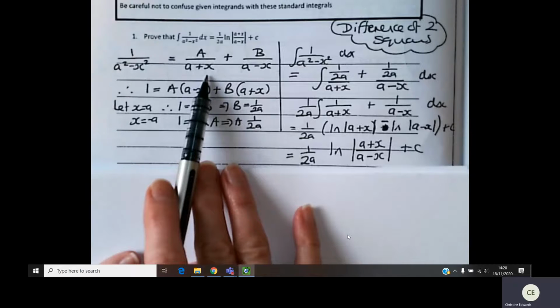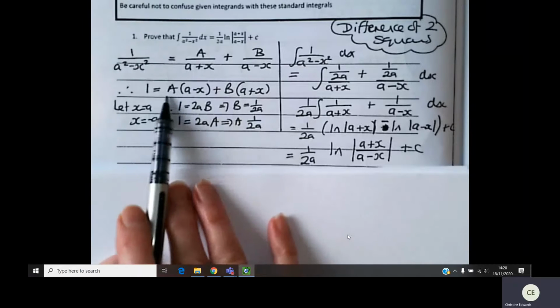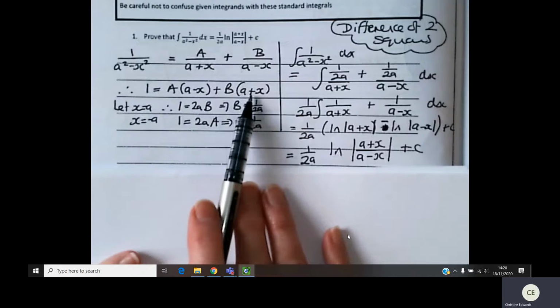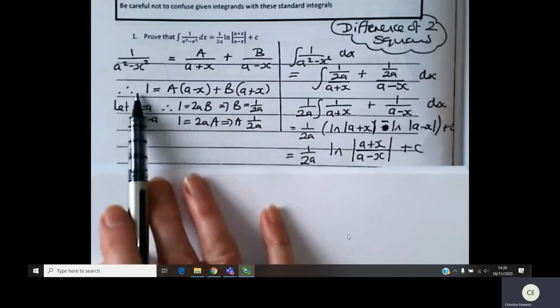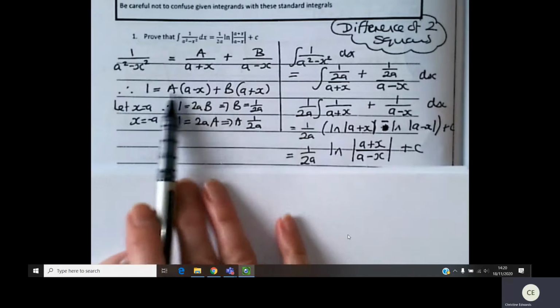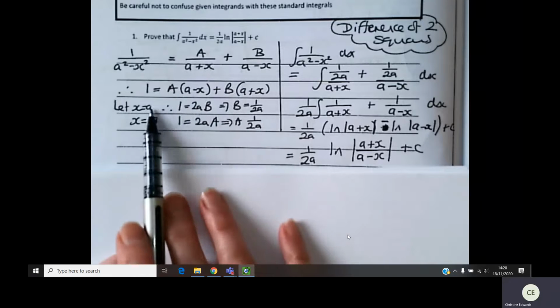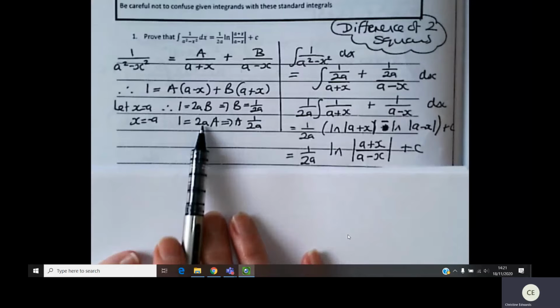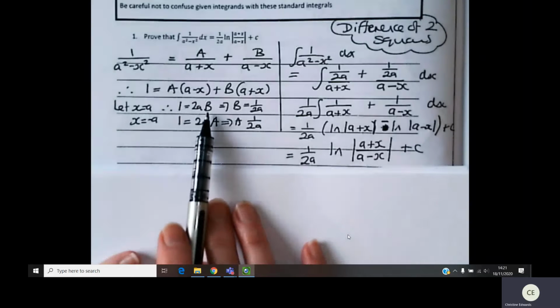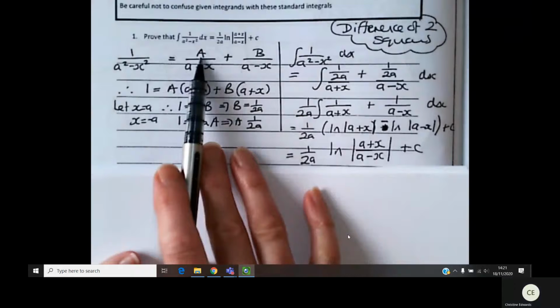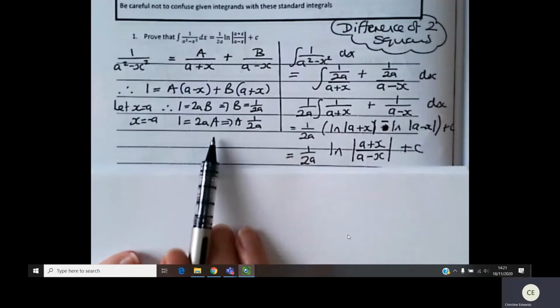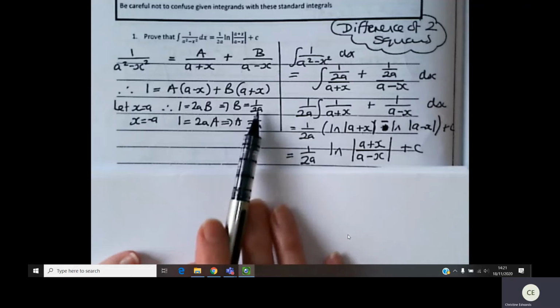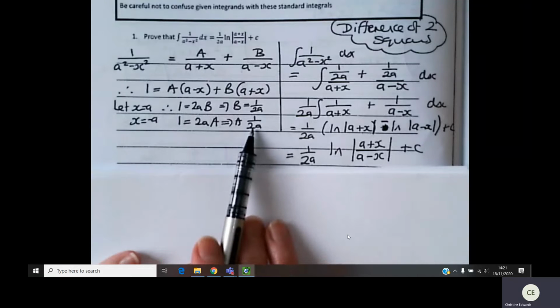have met already. So we would multiply through so that we're working with this equation here and letting x equal to a and minus a, so that we can evaluate a and b, the constants that we've introduced as part of the partial fractions. So we have 1 over 2a for both of them.